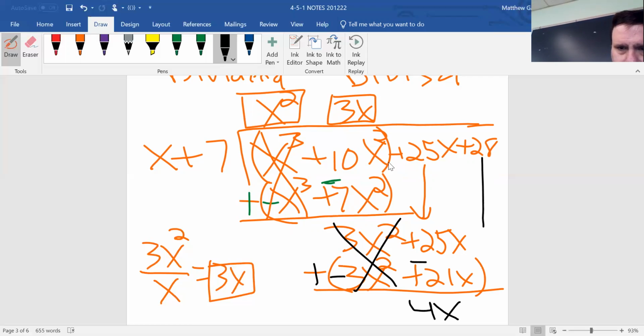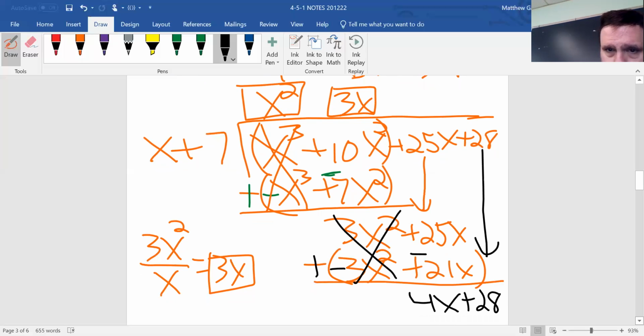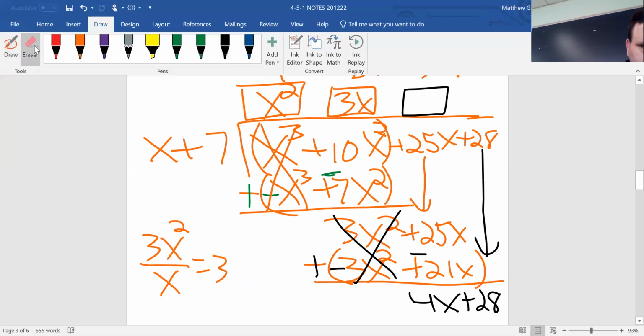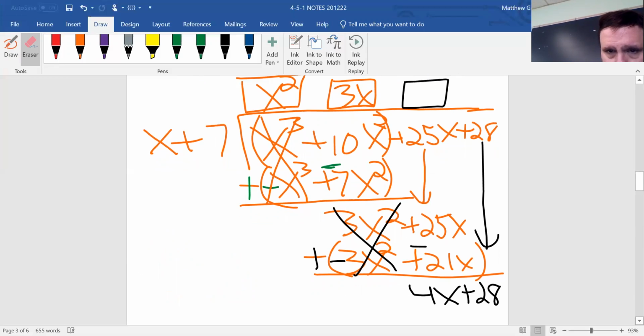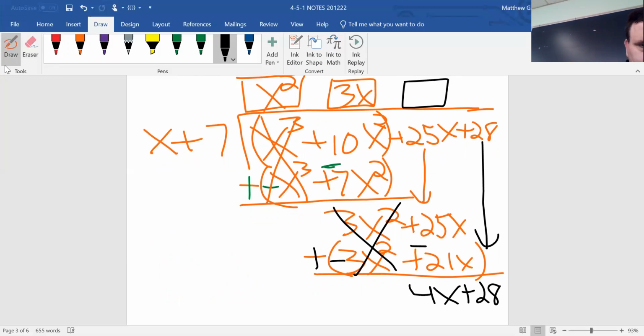And now we've got to account for the 28. So we bring down positive 28. And we do the same thing a third time. So we're going to come up with a third box. Now, this time we want to get rid of 4x. Whatever you try to get rid of always gets divided by the first term in the divisor, which is this x right here, guys. That would be 4.